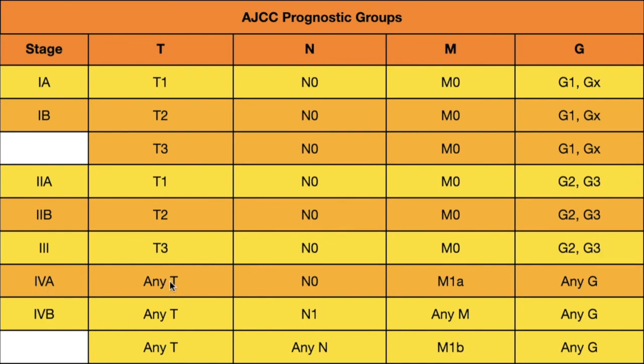Stage 4A is any size of the tumor with metastasis to lungs. Stage 4B is either metastasis to lymph node or metastasis to any distant site other than lungs. So metastasis to lymph node is a poor prognostic group. It is stage 4B and it is not stage 3.